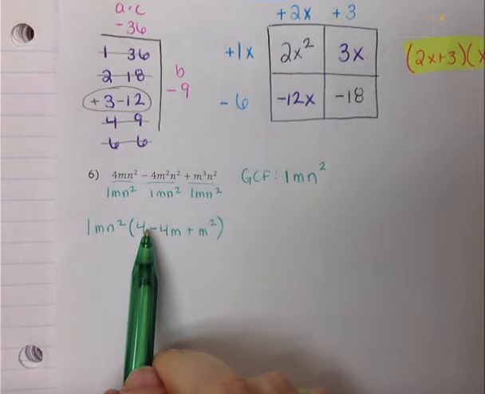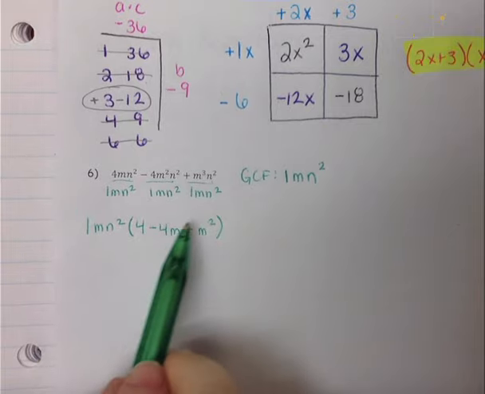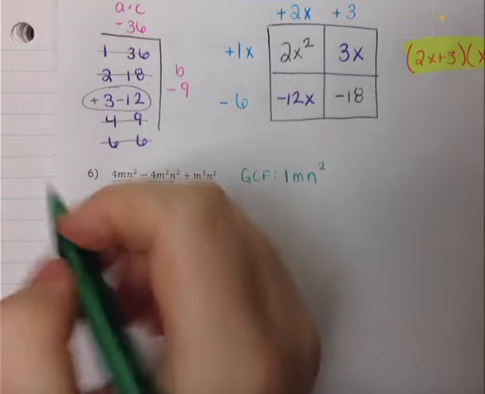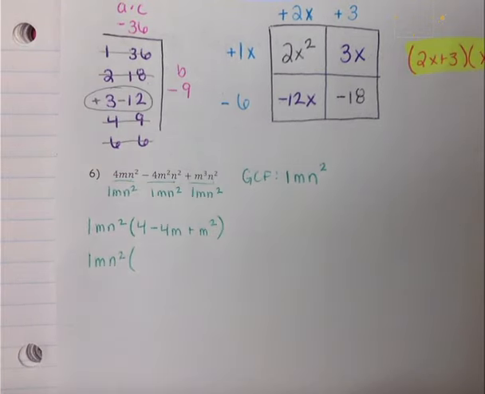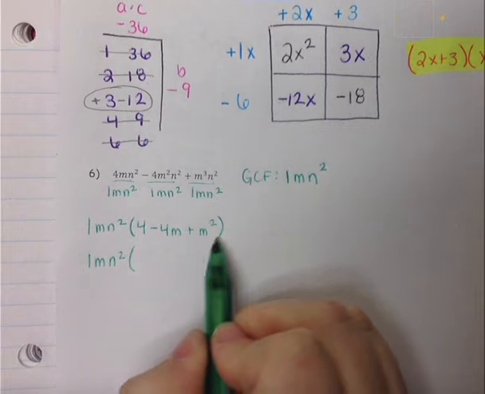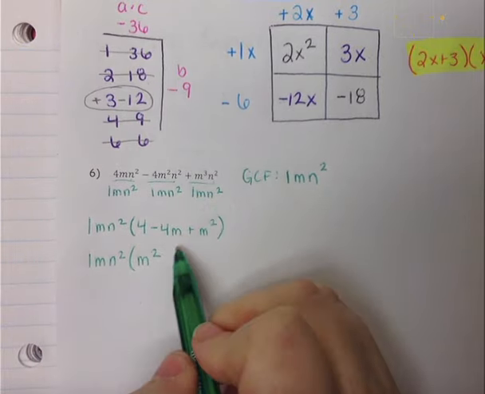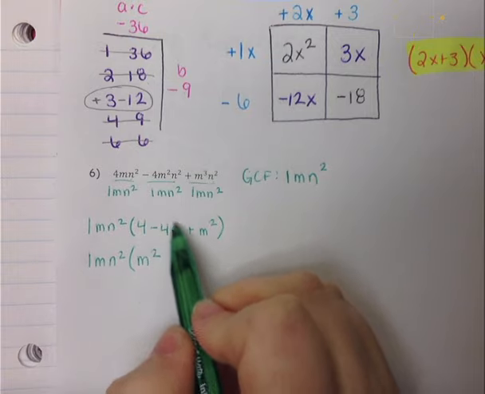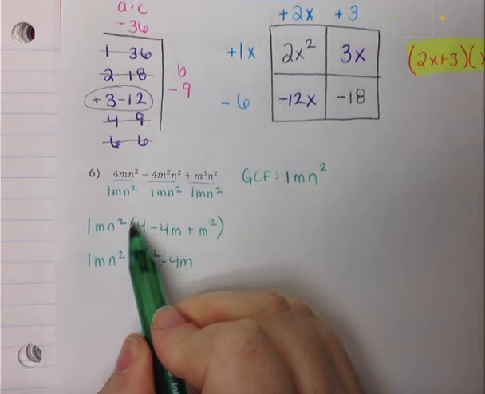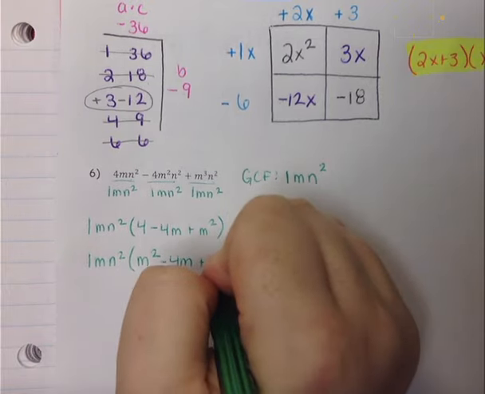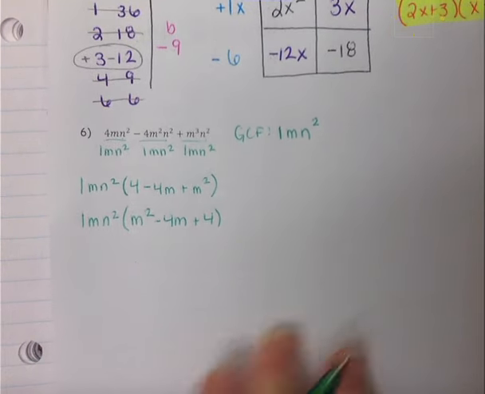We have now a trinomial in here, a quadratic trinomial. Let's rewrite this to make it in standard form. So I'm going to have this as 1mn squared as our GCF. We have a positive m squared, so that comes first. Then our m comes next, so that's a negative 4m. And then we have a constant of positive 4, so plus 4. This is now what we need to factor using macab.